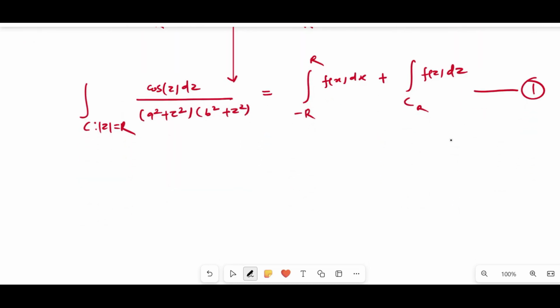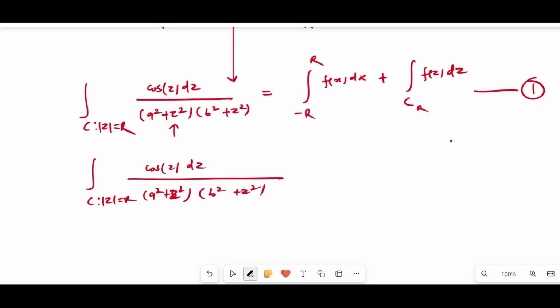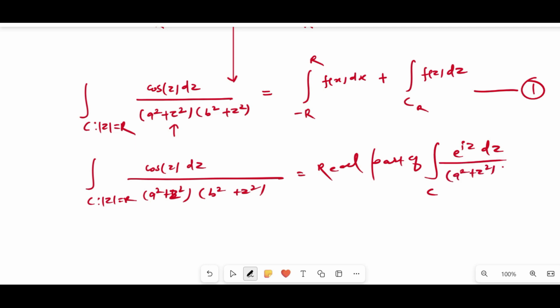So now here first of all we will solve this integral. So now the value of this integral over the curve mod of z equal to r, cos of z dz over (a squared plus z squared) and (b squared plus z squared), will be equal to the real part of the integral over the curve C of e to the power of iz dz over (a squared plus z squared)(b squared plus z squared).